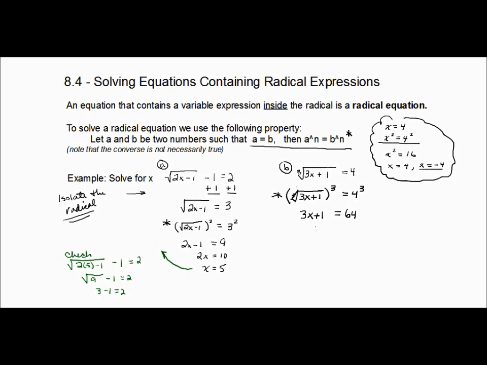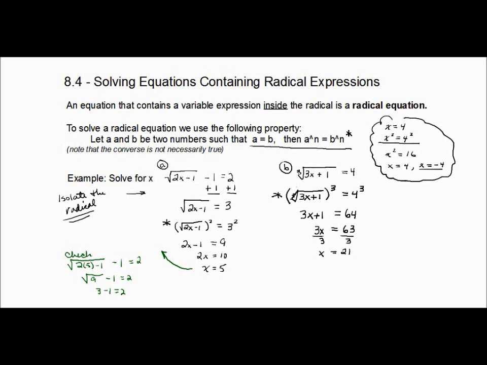Now the rest of it is going to be subtracting 1 from both sides, so I would get 3x equals 63. Then dividing by 3 gives me x is equal to 21. And as usual, we should make sure that we check this.